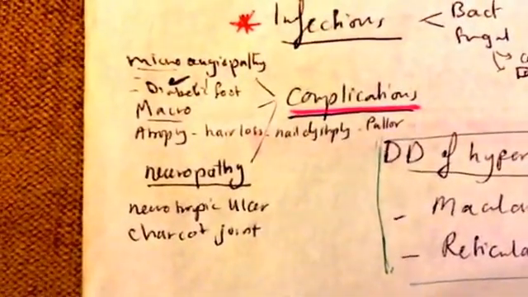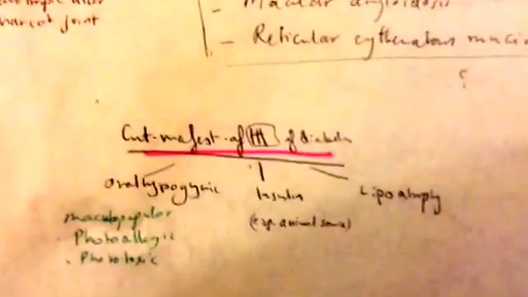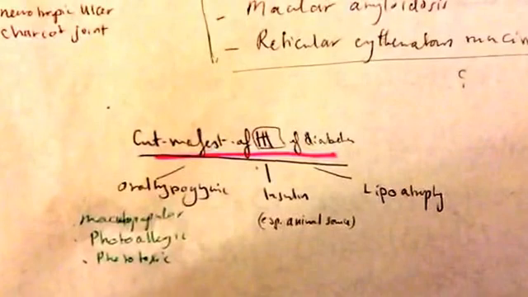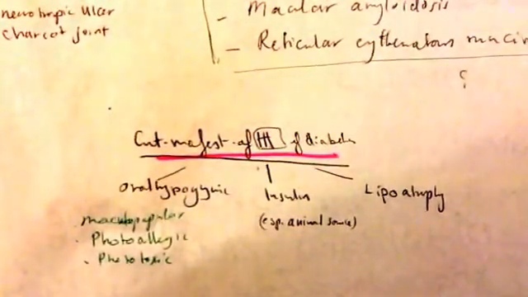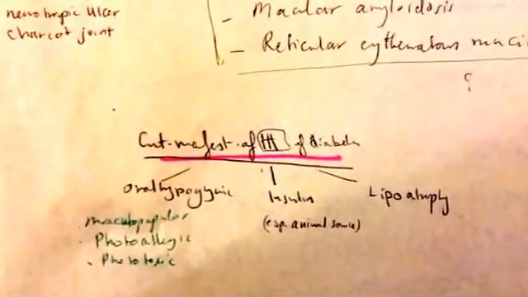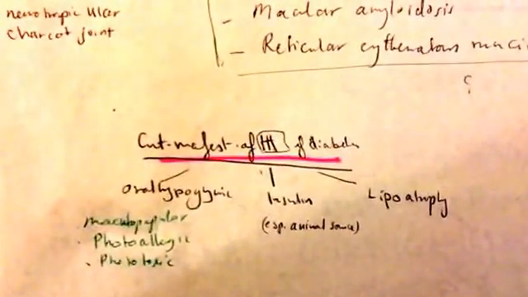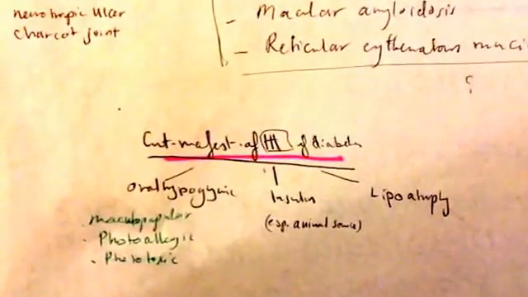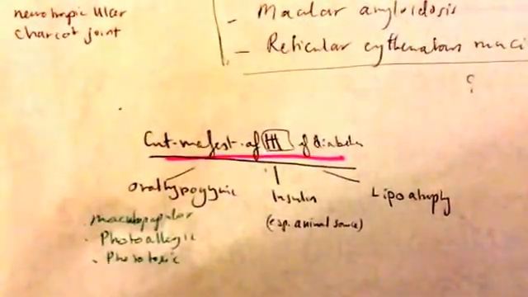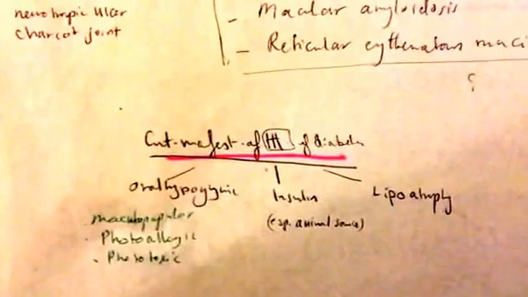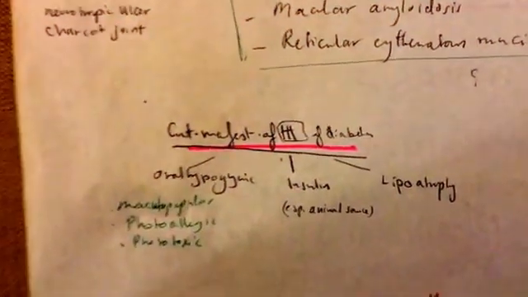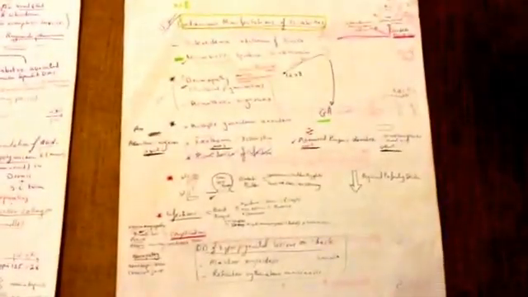There are also the cutaneous manifestations of treatment of diabetes, like oral hypoglycemics: maculopapular, photoallergic, phototoxic, and treatment like insulin, especially animal source, and lipoatrophy. So these are the cutaneous manifestations of diabetes.